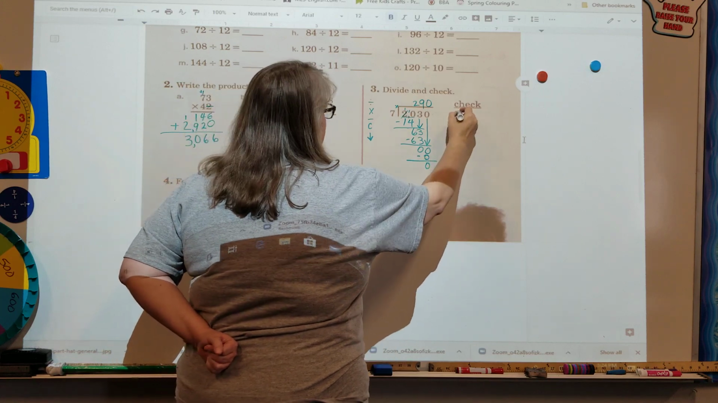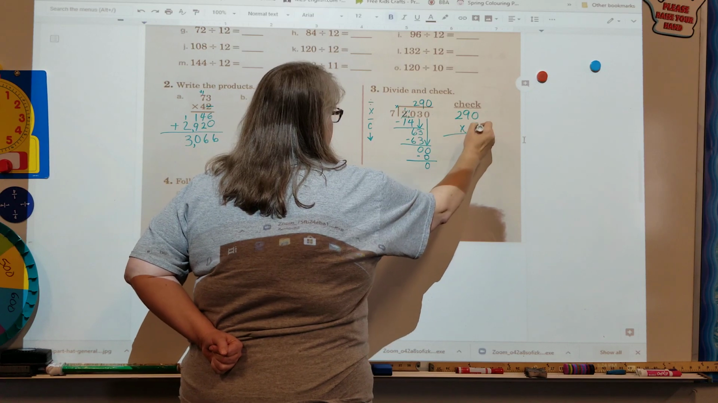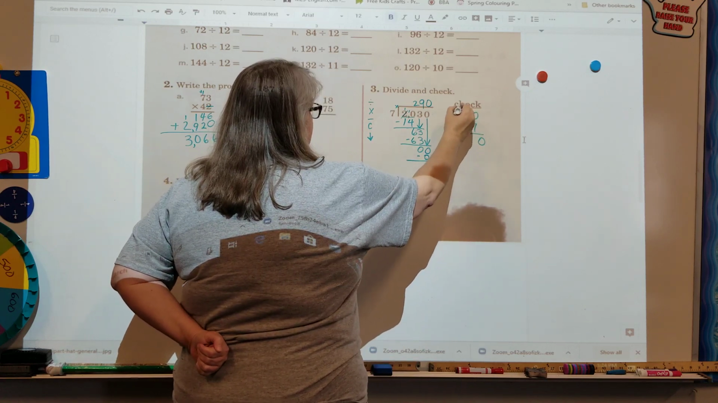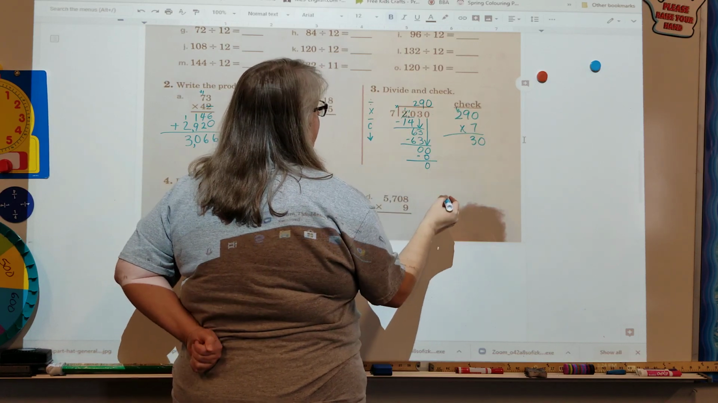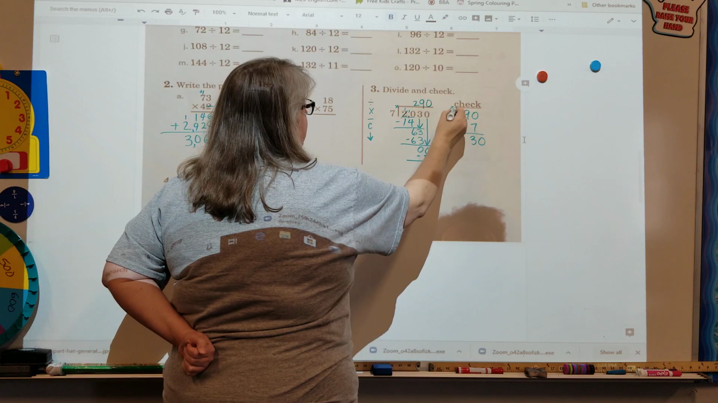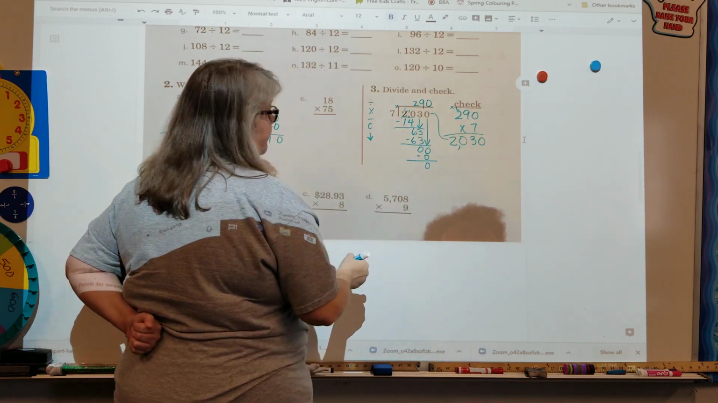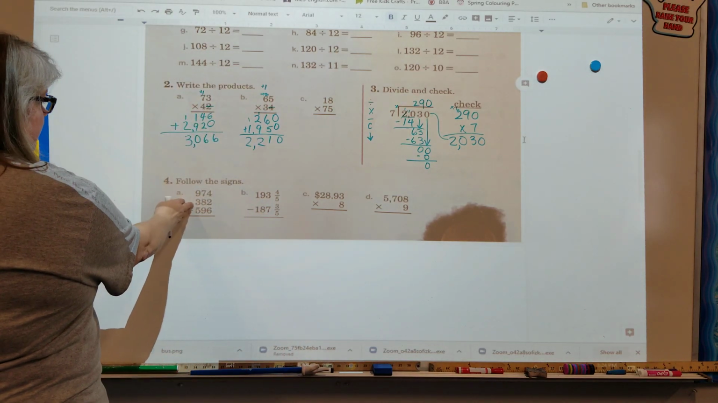Now, we're going to check it like we always do. 0 times 7 is 0. 7 times 9 is 63. 7 times 2 is 14. 14 plus 6 is 20. And here we go. That's the same. Good job.